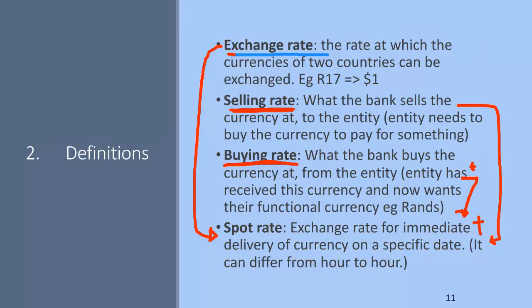Now, sorry, I made a mistake. The buying rate is not going to be the spot rate plus something. It's going to be lower than the spot rate. So they want to buy it cheap and sell it for lots, right? They take the spot rate and subtract something from it, so that they can sell it at the selling rate for more money and make money. So they buy it from you at a cheap rate and they sell it back to you at a much more expensive rate. And that's how they make a profit.